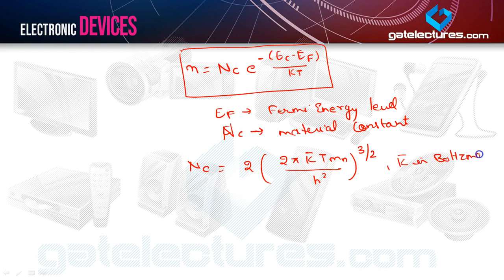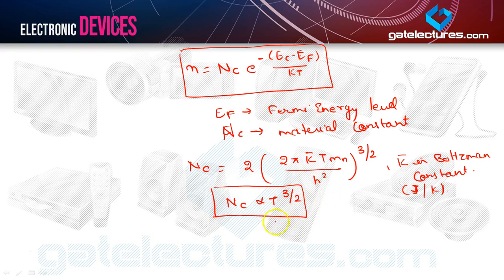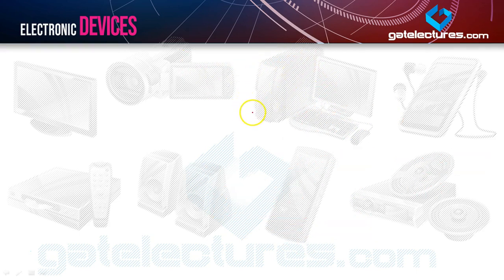K is the Boltzmann constant, which is 1.38 into 10 power minus 23 joules per Kelvin, not in electron volts. Keep in mind that. From here we can see that Nc is proportional to T to the power 3 by 2, so Nc is temperature dependent, and h is Planck's constant, 6.626 into 10 power minus 34 joule seconds. So this is very much important. So n equals Nc e to the power minus (EC minus EF) upon kT.